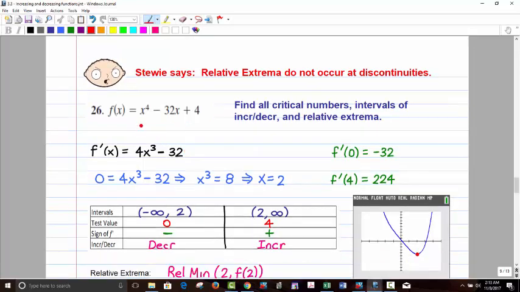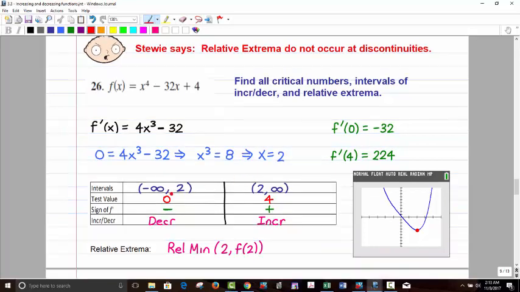So this one's not too bad. So you take the derivative, which is 4x cubed minus 32. And that means x cubed equals 8. So unlike x squared, you don't have a plus and minus for this. So x cubed equals 8, x equals 2. And so the only critical number here is 2. So there's only two intervals on your chart. So pick something less than 2, 0, and something more than 2, like 4.